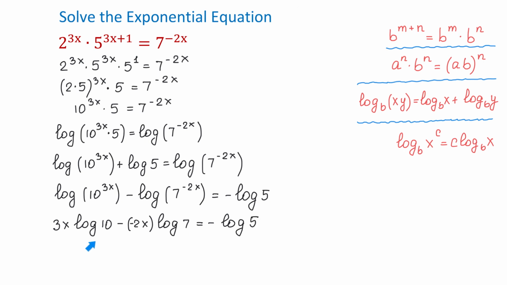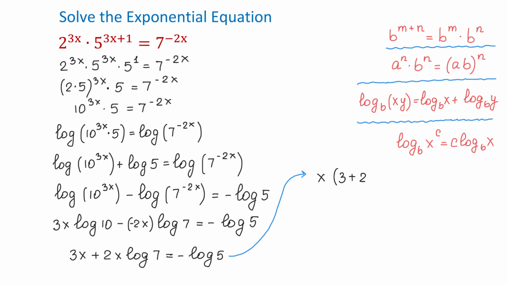On the left side, log of 10 equals 1 because the base of this logarithm is also 10, and 10 to the first power equals 10. Also, these two negatives will make a positive. Then we will have 3x plus 2x log of 7 equals negative log of 5. On the left side, let's factor out x. Then we will have x(3 plus 2 log of 7) equals negative log of 5.